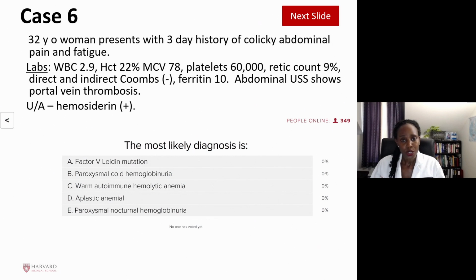The next is a 32-year-old woman who presents with 3 days of colicky abdominal pain and fatigue. Her white count is 2.9, hematocrit is 22, platelets are 60,000, and her retic count is 9. Direct and indirect Coombs are negative. Her ferritin is 10, and her abdominal ultrasound shows a portal vein thrombosis. Urinalysis is positive for hemosiderin. The most likely diagnosis is which of the following?